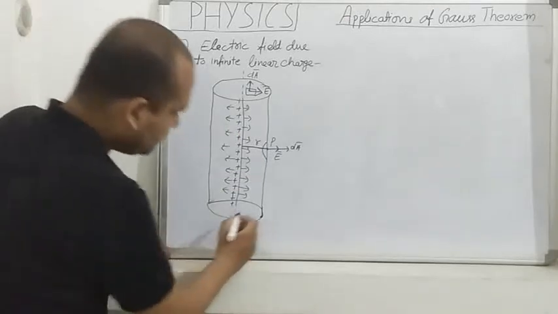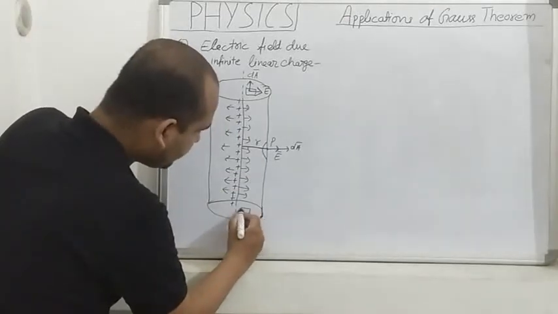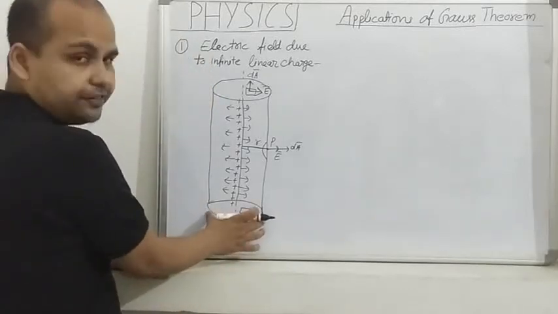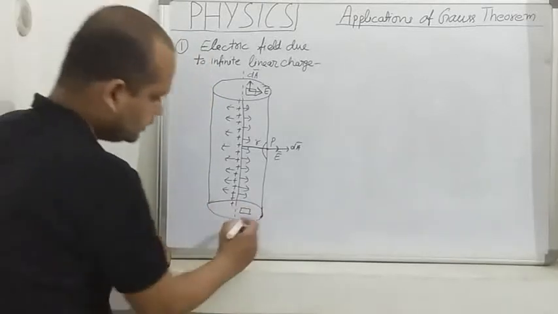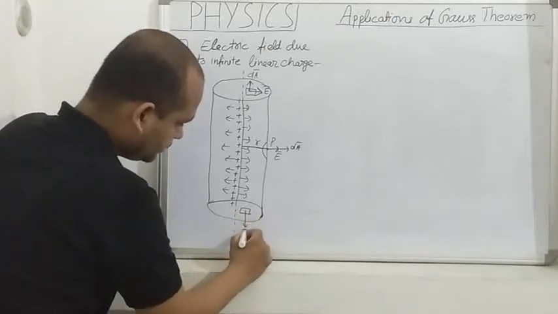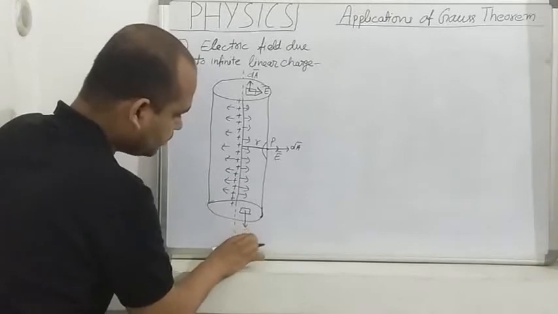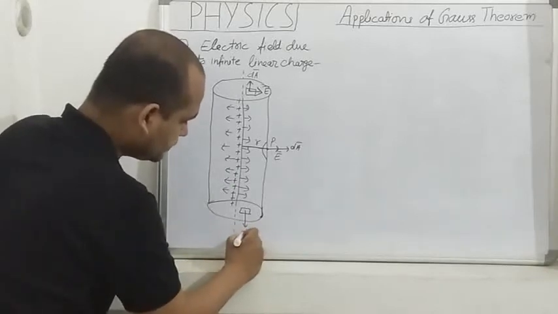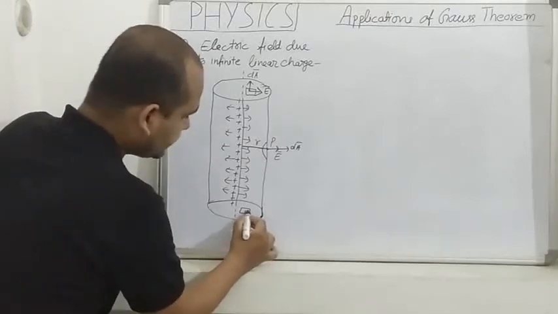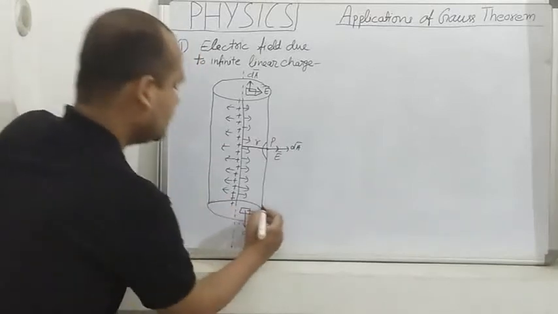The same thing will happen here also. We take a small element on this plane face of the cylinder, and the area vector will be again normally outward. This is your area vector, but the electric field here also will be horizontal only.